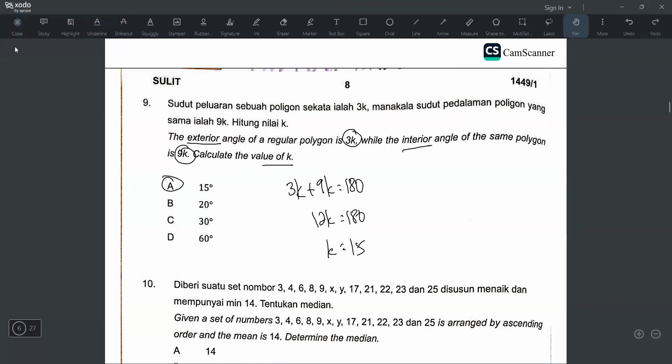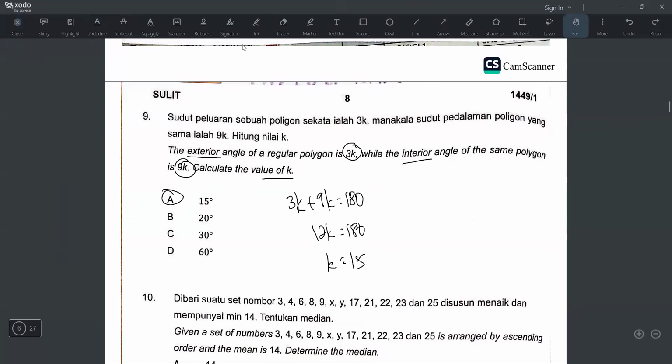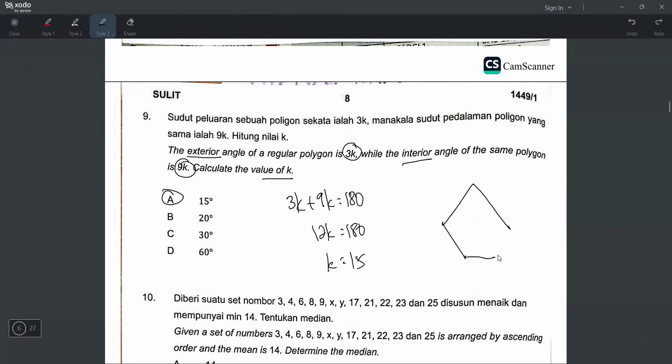But I don't think you'll be satisfied with the explanation like this because some students, they don't know what is exterior angle and interior angle. So I'm going to explain it to you now. So very easy. I'm just going to draw a regular pentagon. Regular means the pentagon has 5 sides and all sides are same length. Yeah, just assume they are all same length.